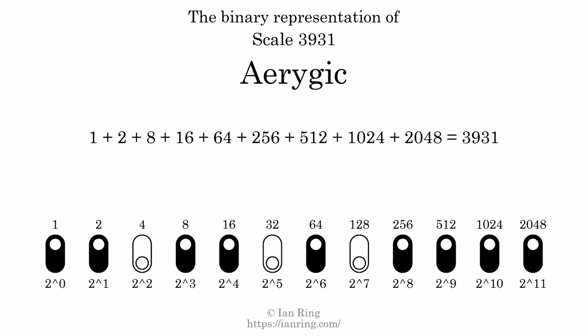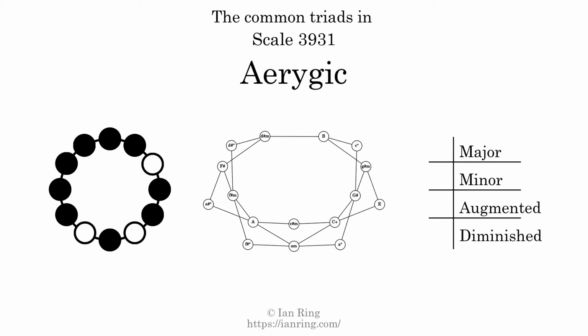3931. The scale number not only enumerates the scale with a unique index, but it also literally describes the tonal content of the scale. Represented as a binary number in base 2, the scale number is 111101011011. Here are the common triads present in this scale.